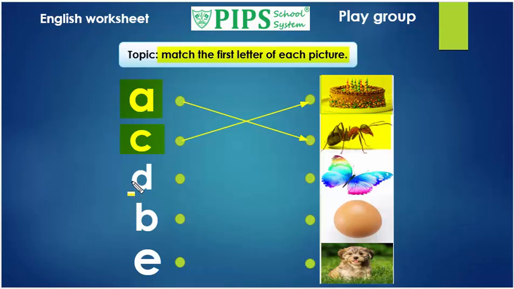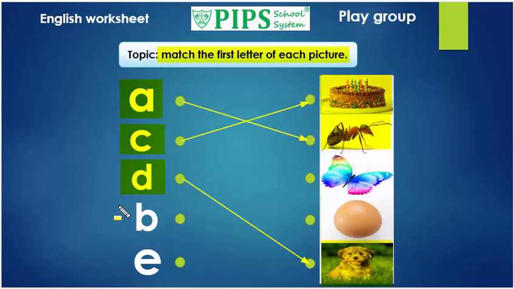The third letter is D. This is a lowercase letter D, sounds like D. Let's learn which thing begins with the letter D. D. Dog. Now we will match the letter D with dog like this.